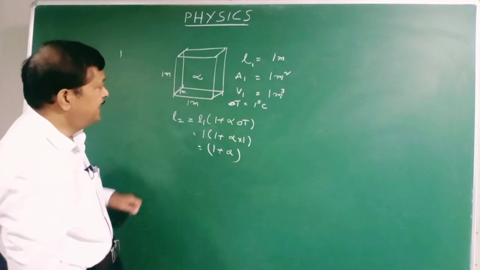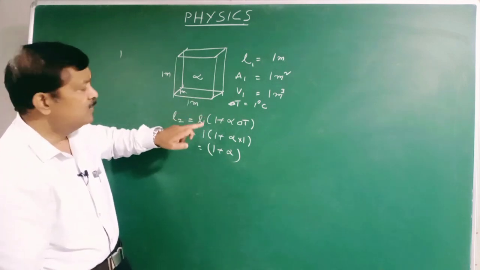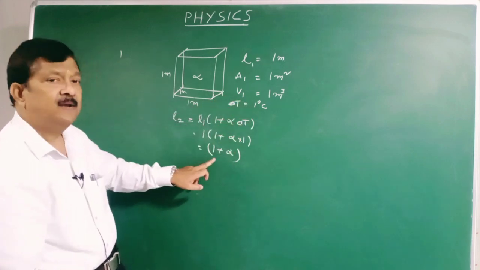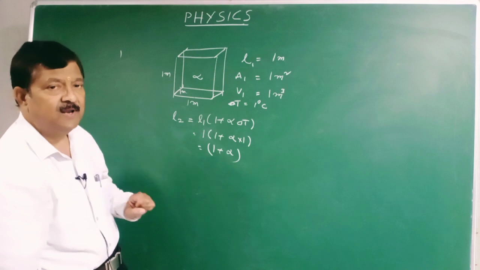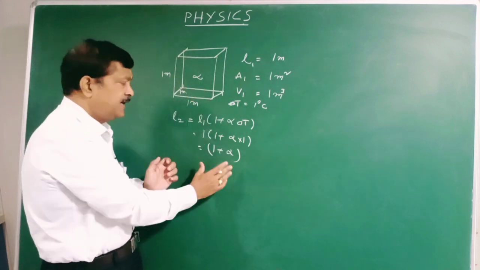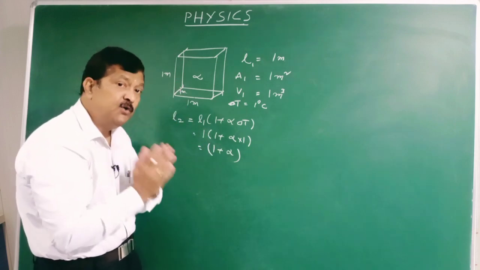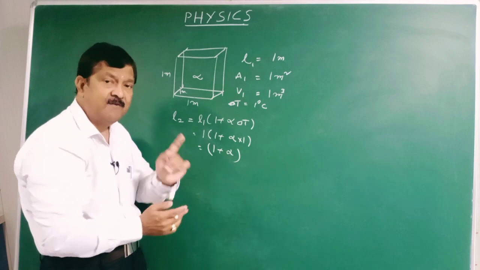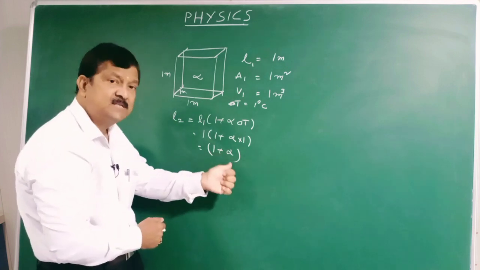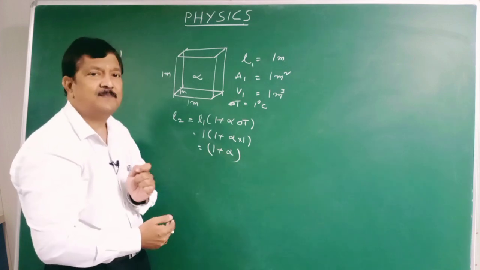That means initially it is a cube of dimension 1 meter, but because of the increase of temperature by 1 degree centigrade, it becomes a cube of dimension 1 plus alpha. That means length becomes 1 plus alpha, breadth also 1 plus alpha, height also 1 plus alpha. So the unit cube, initially of dimension 1 meter, now has length, breadth, height each equal to 1 plus alpha.